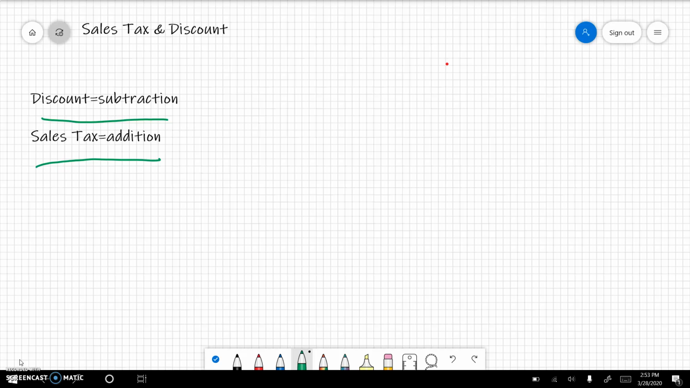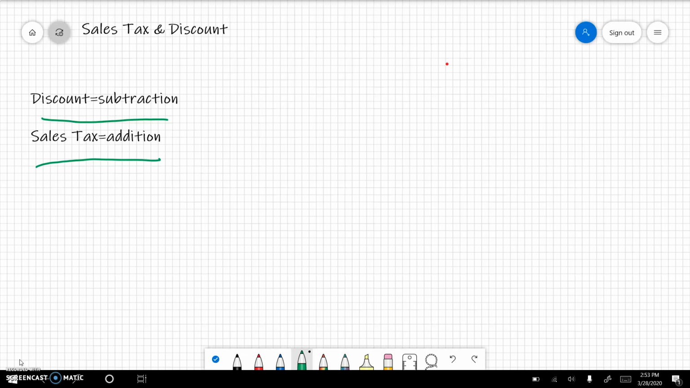Discount will be subtraction, sales tax will be addition. So as you go through each problem, you'll need to make sure and double check, okay, is this a discount question or is it a sales tax question? Because that changes step 2. On both of these types of problems, however, step 1 is the same. So let's look at an example.